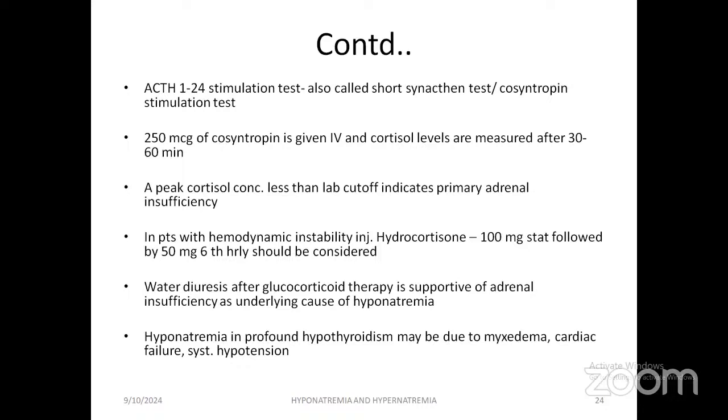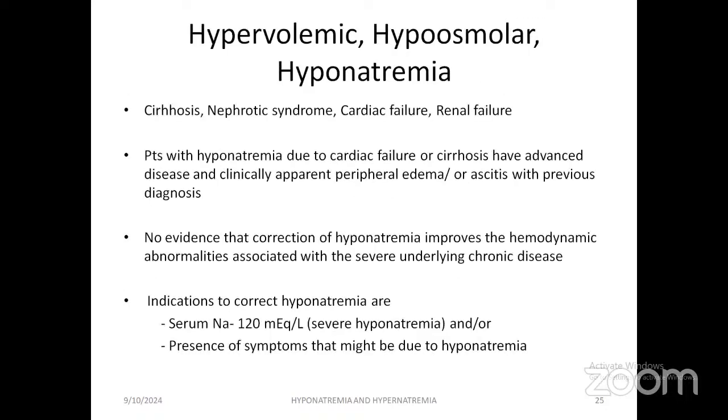In patients with hemodynamic instability, hydrocortisone should be given 100 mg stat followed by 50 milligrams 6th hourly. Water diuresis after glucocorticoid therapy is supportive of adrenal insufficiency as underlying cause of hyponatremia. Hyponatremia in profound hypothyroidism may be due to myxedema, cardiac failure, and systemic hypotension.